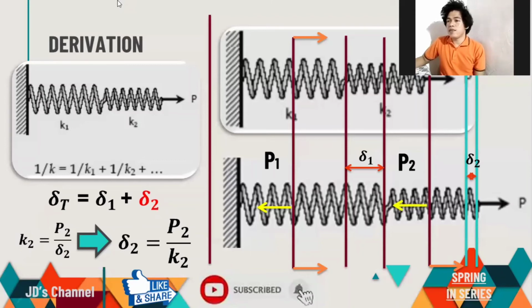So, ngayon class, we have the value ng delta 2. Okay, delta 2. Ngayon, kuhanin natin ngayon yung ating total delta is equals to delta 1 plus delta 2. So ngayon, kuhanin natin yung equation ng K equivalent, gamit itong ating formula na to dito sa ating elongation.